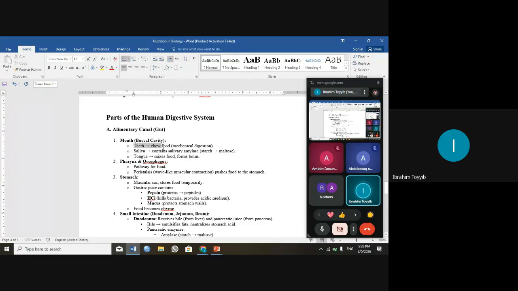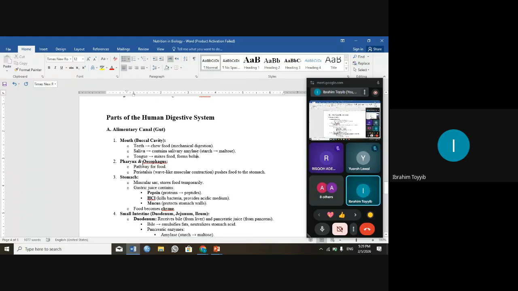What is the function of the teeth? They chew the food. That's mechanical digestion. It occurs in the mouth. Saliva contains what? Salivary amylase, which breaks down starch to maltose. Who can tell me another name for salivary amylase? Ptyalin. So what's the function of the tongue? It mixes the food to form what? Bolus. Bolus is the shape that the food will pass through.